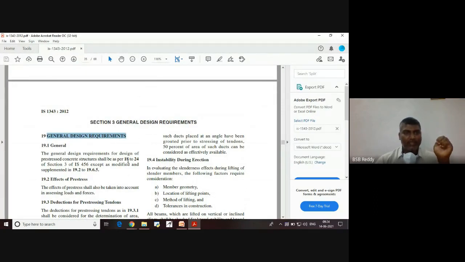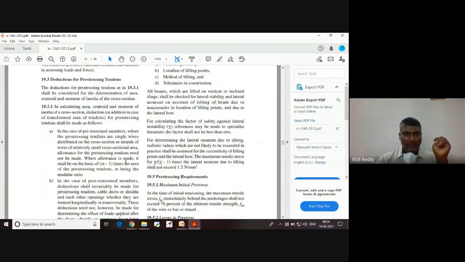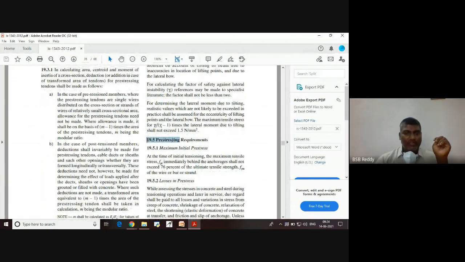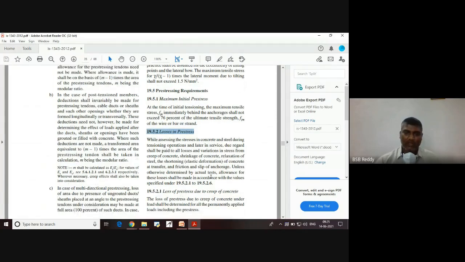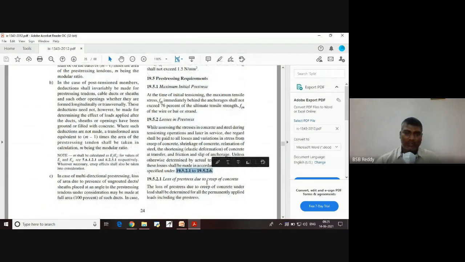This is class 19, and what is 19.5 is pre-stressing requirements. What we are in is 19.5.2, losses in pre-stress. These losses in pre-stress are again subdivided category-wise. There are 6 subcategories. 19.5.2.1 talks about loss of pre-stress due to creep of concrete.